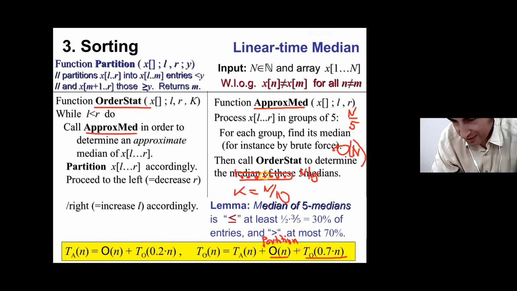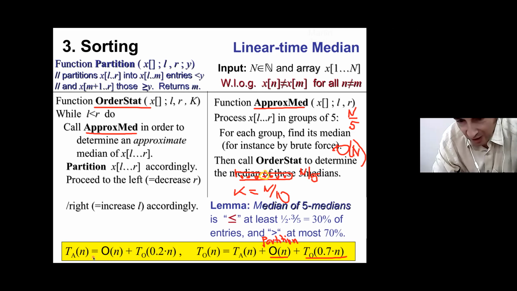So this is how you get the equation for the order statistics complexity. And now we need to make a similar equation for the approximate median. So the approximate median, what do you get as a complexity there?